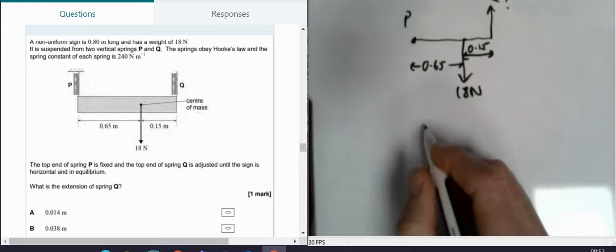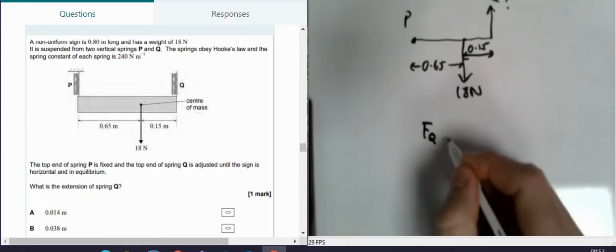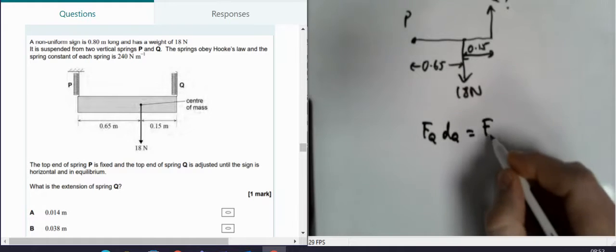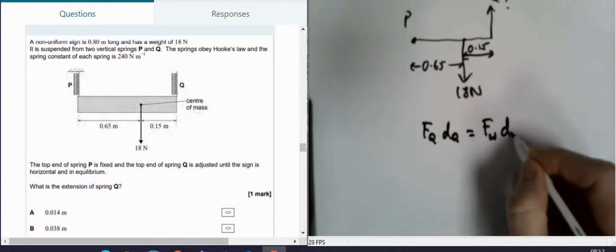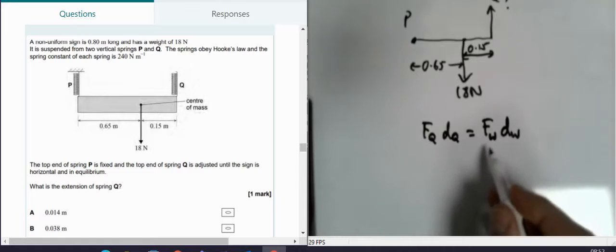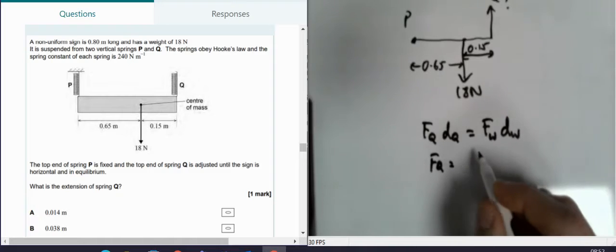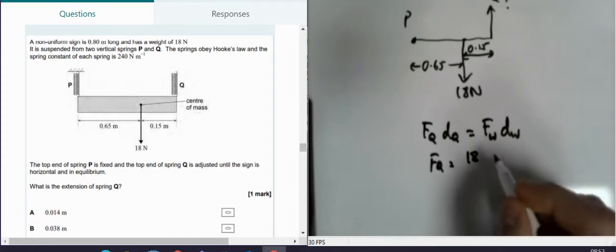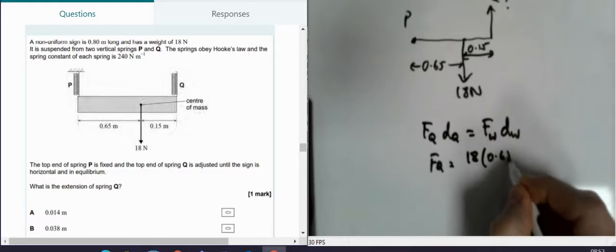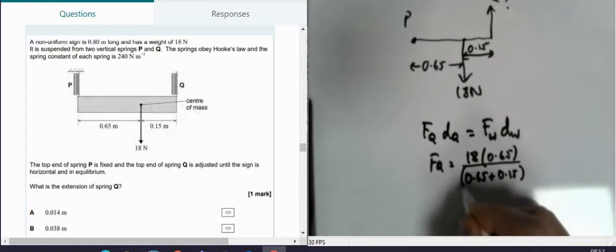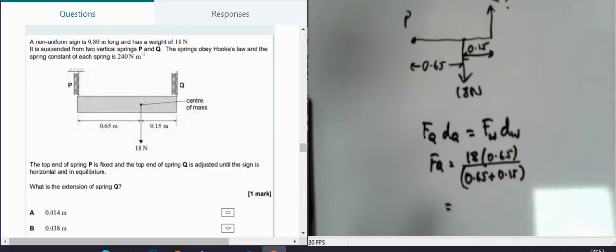So force times distance, so if I call force Q times distance Q, so distance Q is equal to the force due to the weight, Fw, times the distance of the weight, Dw, and then I can substitute in for those values and find what Fq is. So Fq: the force due to the weight is 18. The distance of the weight from the pivot point is 0.65. Dq, this is the bit I need to be careful of, is 0.65 plus 0.15 because it's the distance from the pivot point.